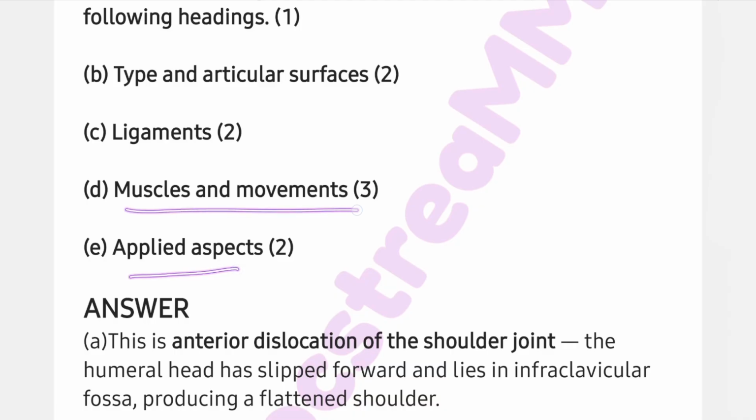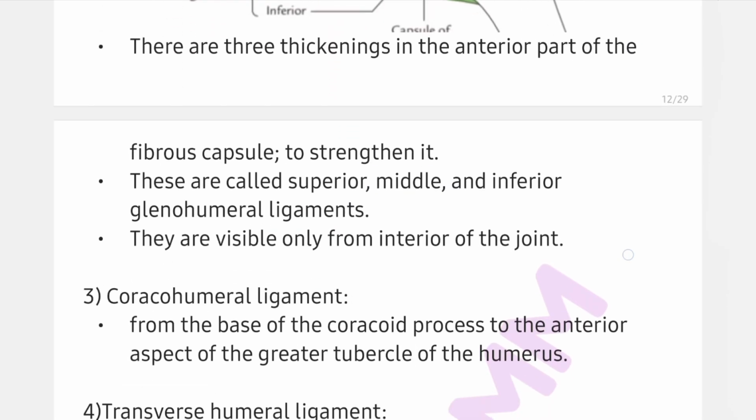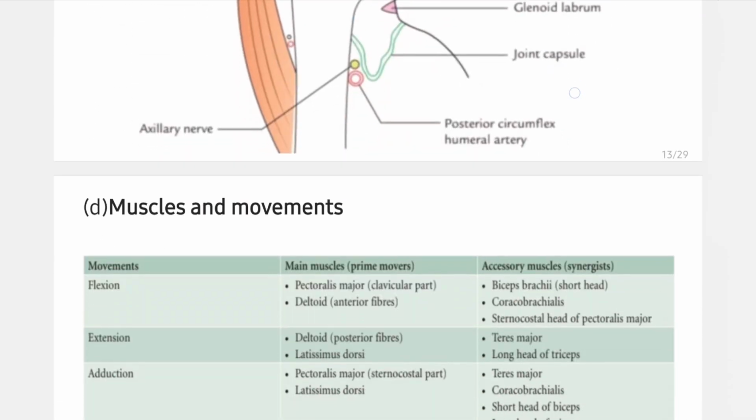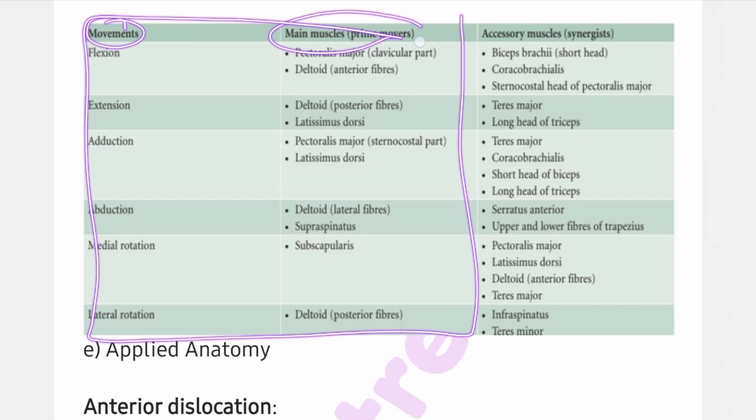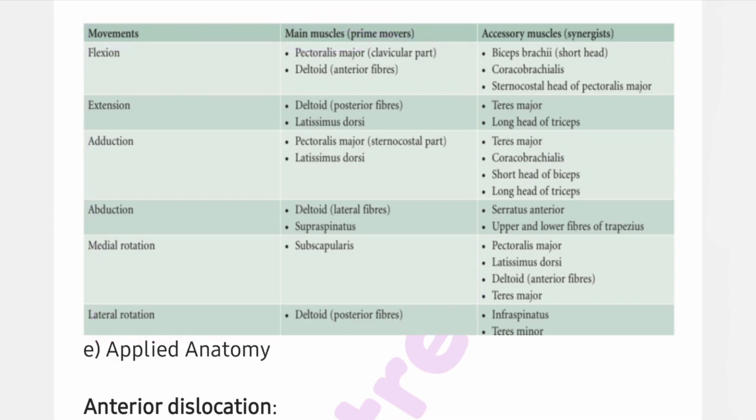Now apply muscles and movements. In muscles and movements, you have to think of the muscle, what all it can do. Whenever they ask you, write for movements and the main muscles, you have to compulsorily write like this. We have already learnt about deltoid: anterior fibers, middle fibers, posterior fibers. Anterior fibers help in flexion and medial rotation. So you can write deltoid anterior fibers plus pectoralis major is present in front, so it will help in flexion.